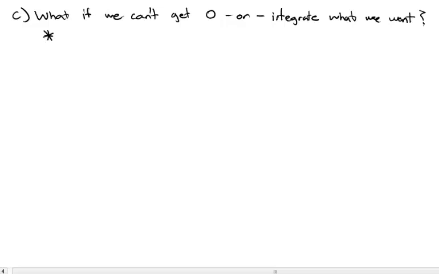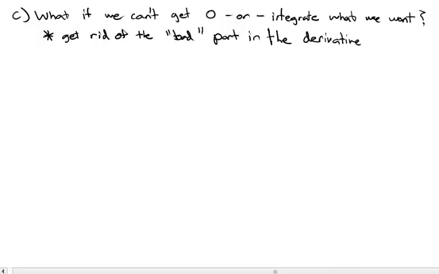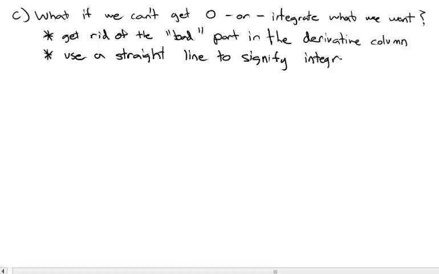Well, what we're going to do is get rid of the bad part in the derivative column. The thing that we can't integrate, the thing that we can't work with, we're going to put that in the derivative column, and we're going to take the derivative until that bad part disappears. It's gone. And then, if we can't use a diagonal line because we're out of rows, we're going to use a straight line to signify integration. In other words, we're still going to have to do an integration step.